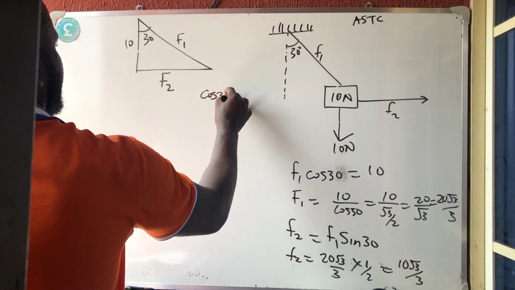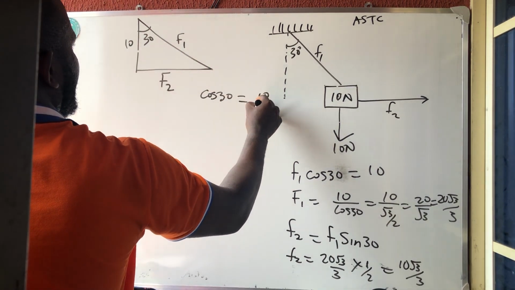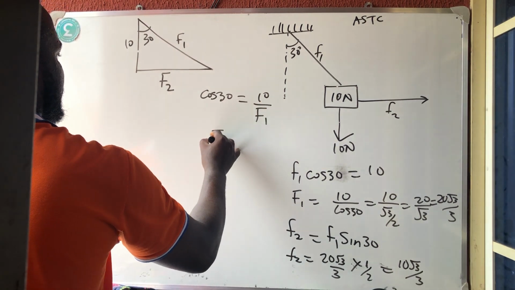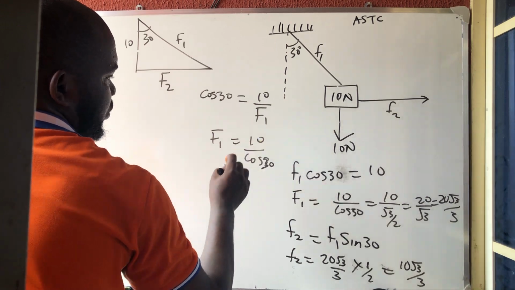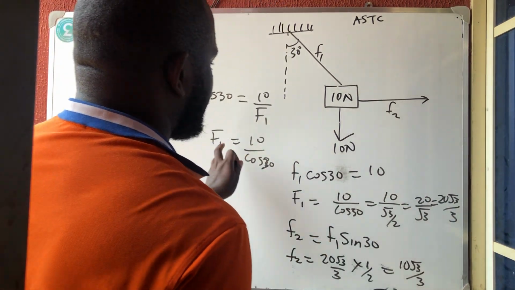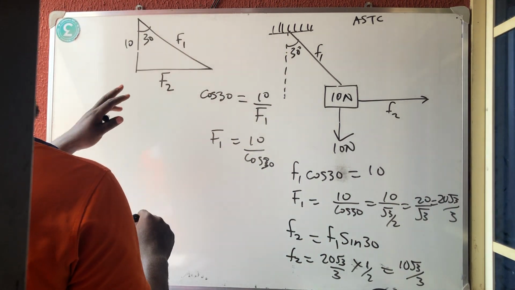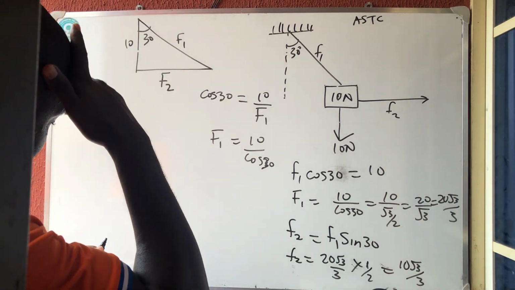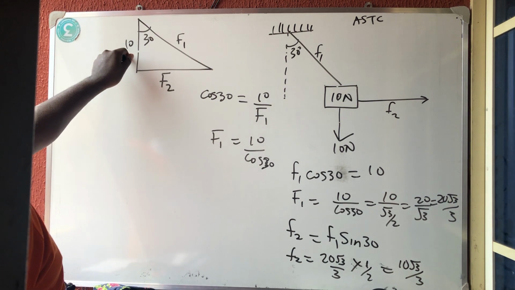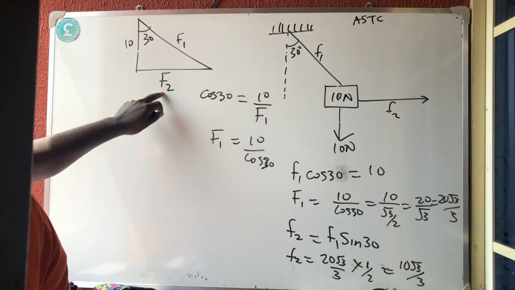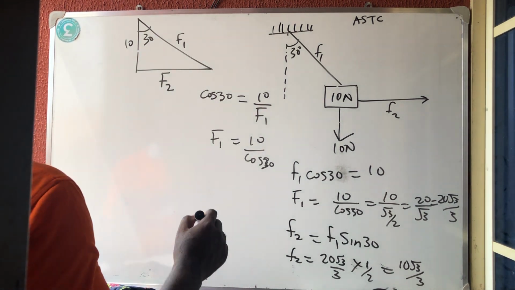Cos 30 is equal to adjacent 10 over hypotenuse F1. So F1 is equal to 10 over cos 30, which is the same thing as this. 10 over cos 30 is our F1. You see? But to get the other one, it is 10, okay? Because if I want to use the same 10, it will be adjacent over hypotenuse. That is 10.